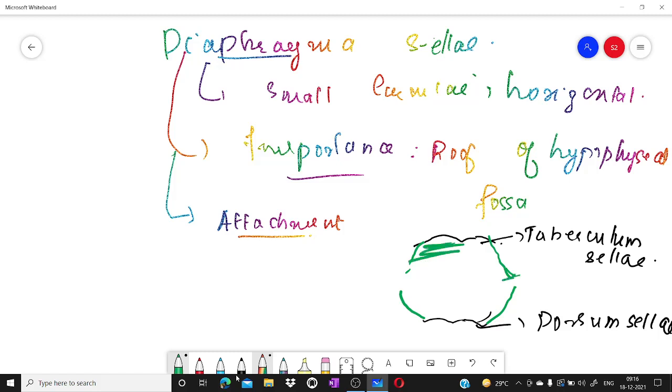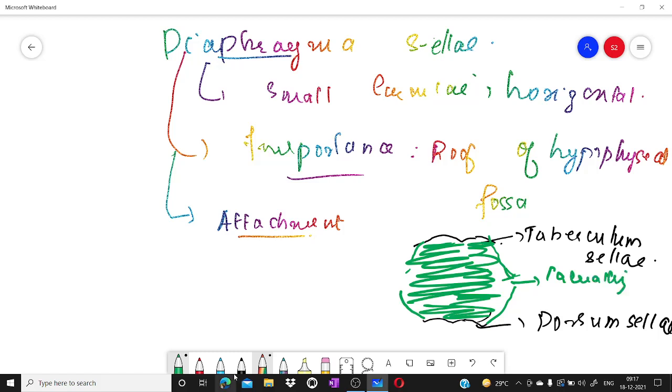is, this is the diaphragma sellae, and laterally it is continuous with the dura mater of the middle cranial fossa. Laterally continues with the dura of the middle cranial fossa. So that is about the attachment of the diaphragma sellae.